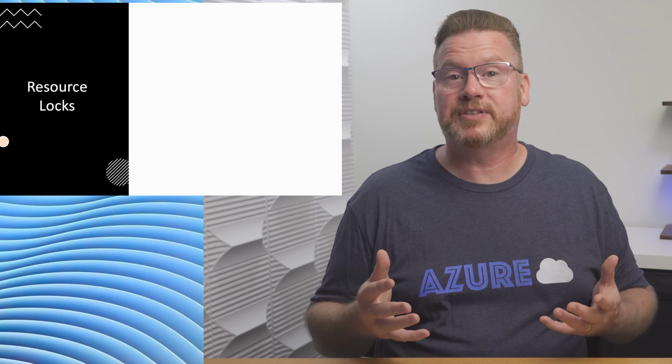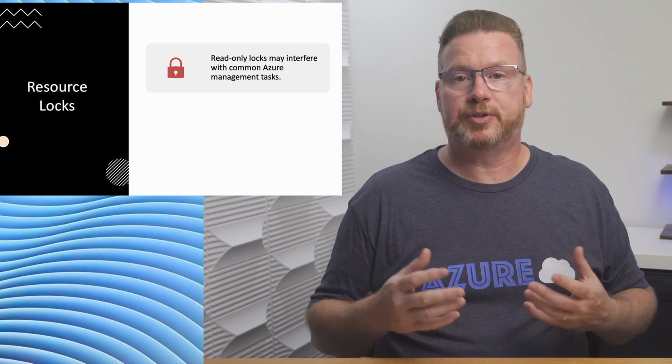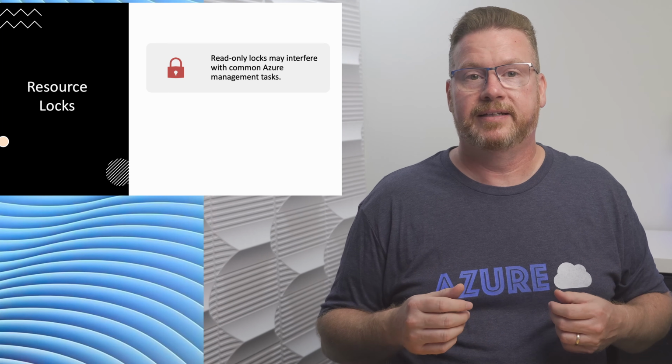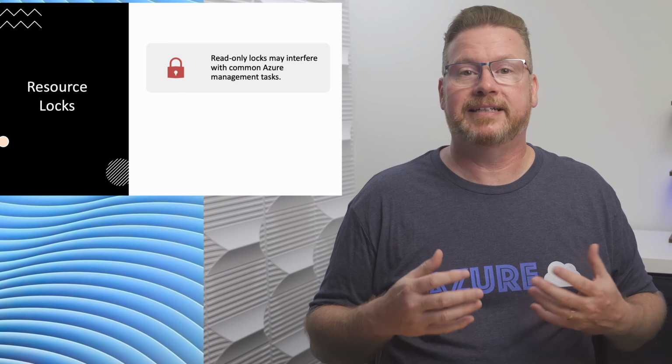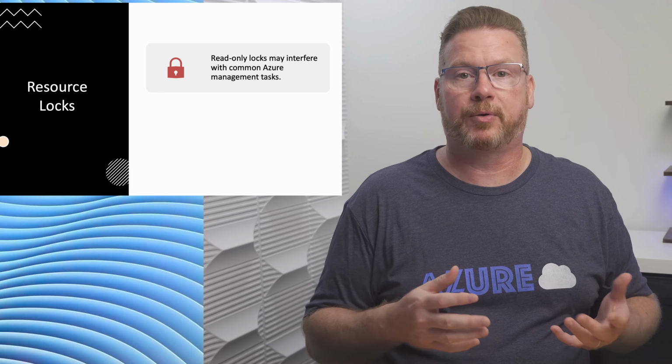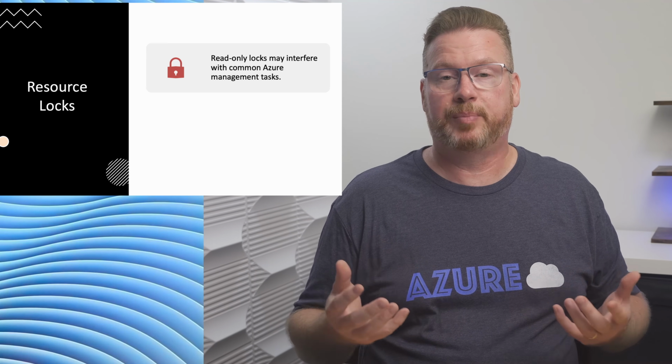Applying locks could have some unintended consequences. Remember, behind the scenes, a lock limits or prevents the POST API method. For example, if we put a read-only lock on a VM in Azure, we can't send any updates, including power off or power on. If the VM is shut down, the read-only lock will prevent it from being powered on.